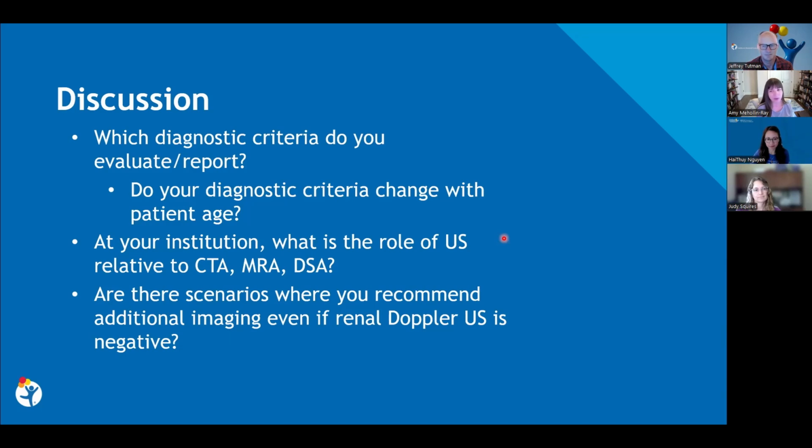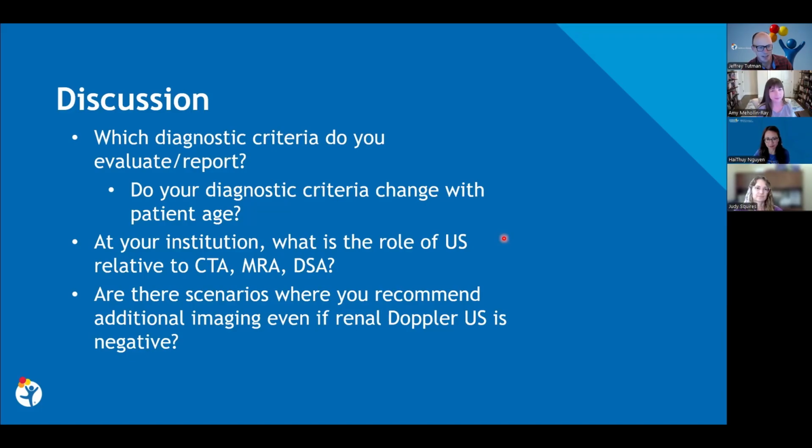Our interventional radiologist will absolutely do a CTA before every patient that they're going to see for potential treatment. So, I don't know. Sometimes I think we're doing way too many ultrasounds and not enough CTAs.